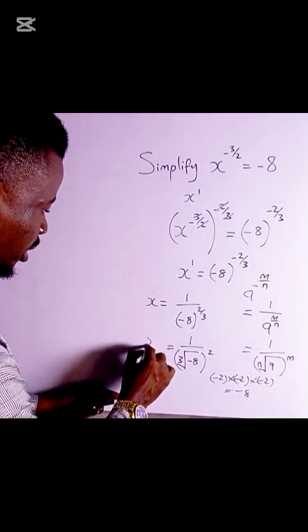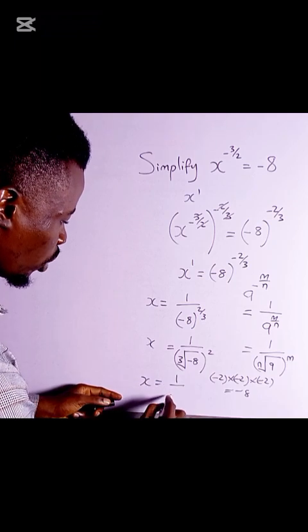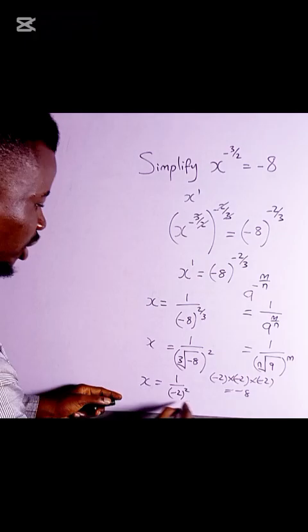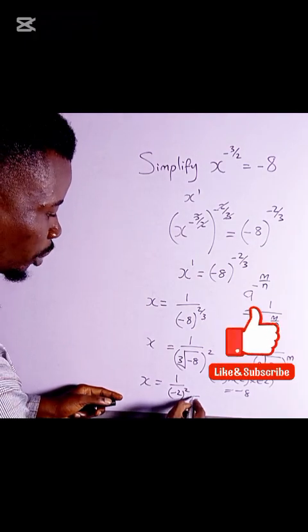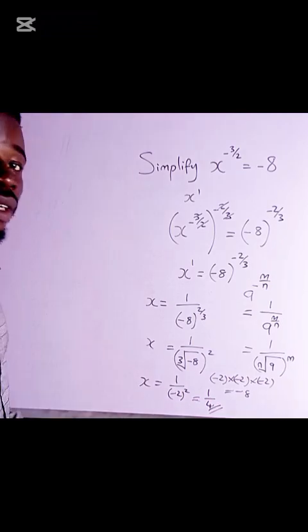So our x is also equal to 1 over what? Minus 2 squared. So our x is equal to 1 over minus 2 squared. Minus 2 times minus 2 will give you plus 4, which is 1 over 4. So that's your final answer.